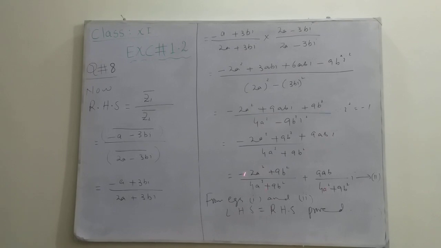Now from equations first and second, the left hand side is equal to the right hand side, that is, it is proved that (z1 divided by z2) whole conjugate is equal to z1 conjugate divided by z2 conjugate.